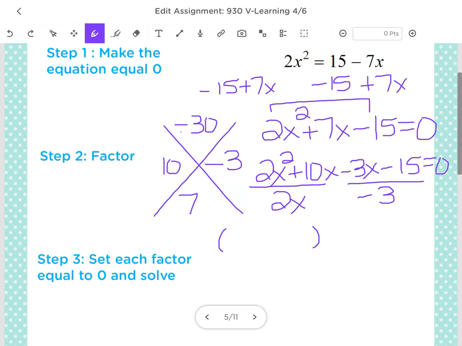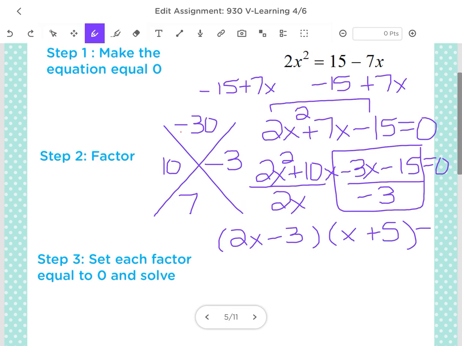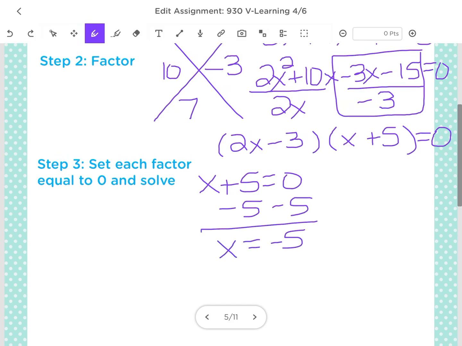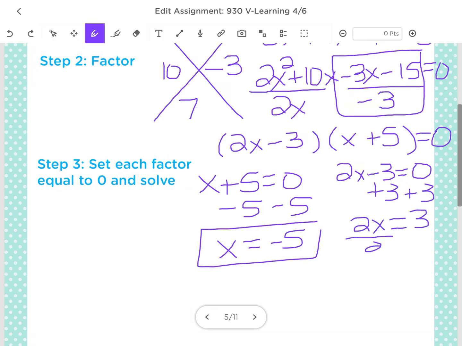So my first factor here is 2x minus 3. When I divide this one by negative 3, I'm left with x plus 5. So that's my next factor. We're going to make each one of these equal to 0. x plus 5 equals 0, so I'm going to subtract 5 from each side. And then 2x minus 3 equals 0, so we're going to add 3, divide by 2. We're just going to leave our answer as a fraction. There's no need to change that to a decimal. We're just going to leave this as 3 over 2.